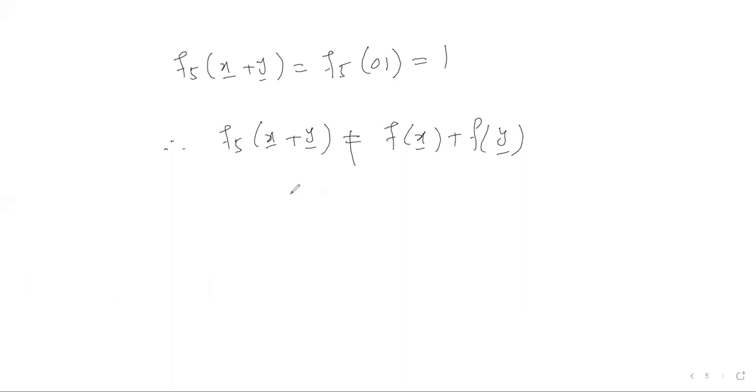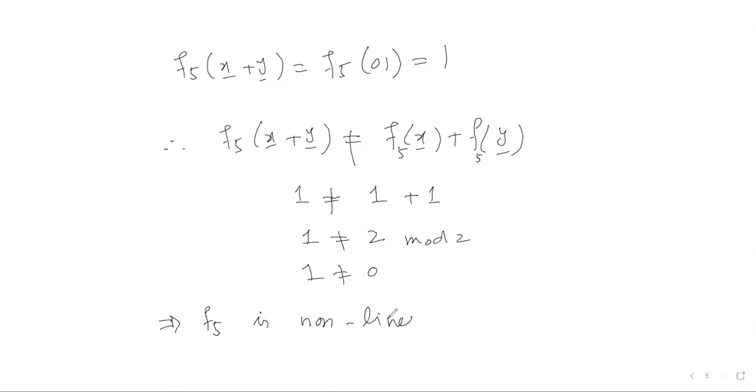So these are not equal, because this is 1, and this is equal to 1 plus 1. This is not equal because 1 plus 1 is 2, and under mod 2, 2 is 0. So this implies F5 is a nonlinear Boolean function.